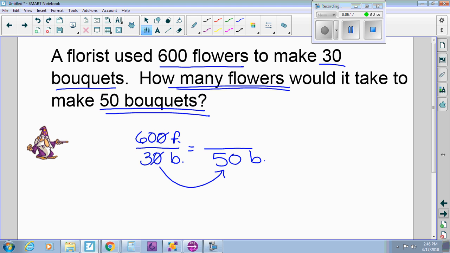scale up. So 3 and 60 both have a common factor of 3. So 3 goes into 3 one time, 3 goes into 60 20 times. So that means each bouquet is going to have 20 flowers, or 20 flowers for every one bouquet. So 1 times 50 will give you 50. 20 times 50 is 1,000. So the answer would be 1,000 flowers.